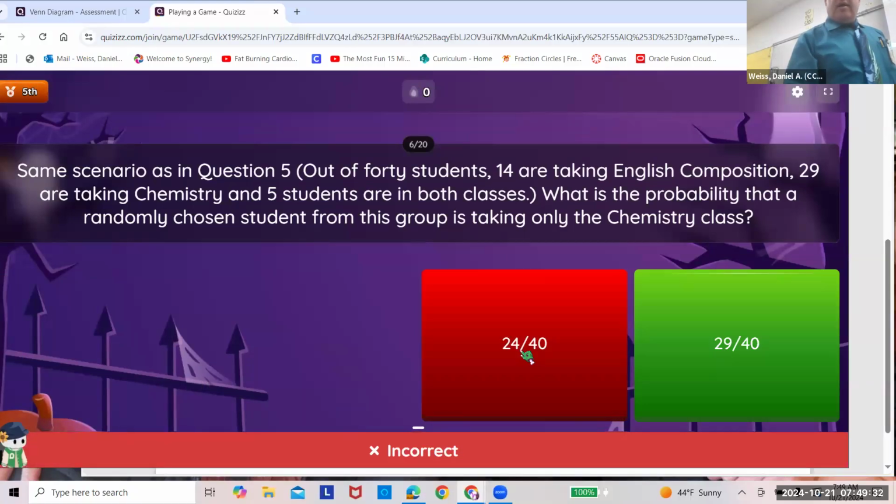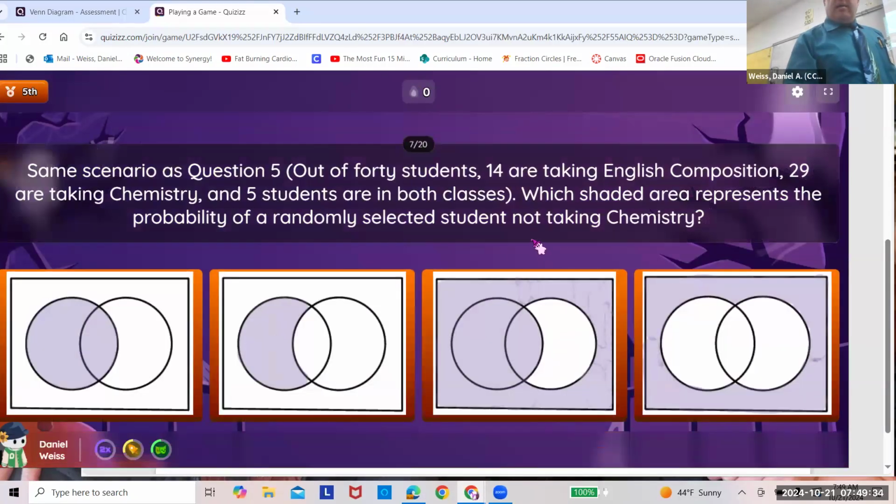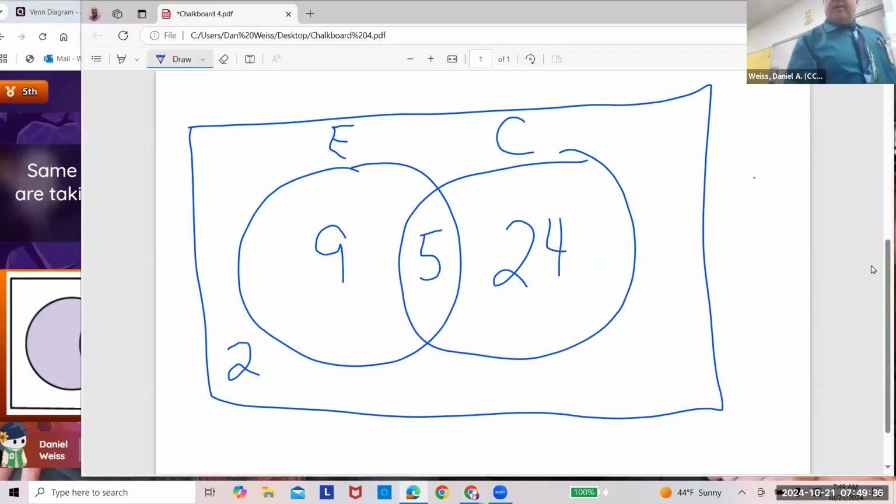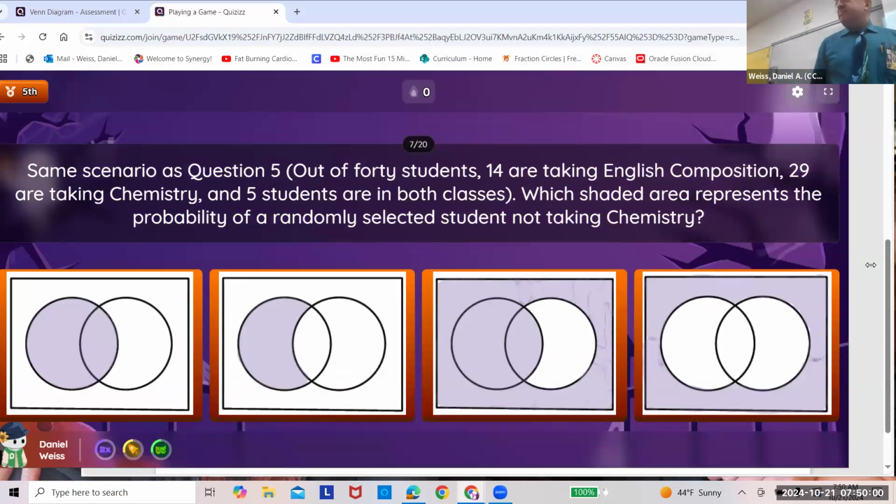And I'm wrong. Why is it 29 out of 40? Because, oh, I forgot about this 5. But that doesn't seem right to me. If you're only taking chemistry, you're not also taking English, right? I'm going to come back to that. Okay.